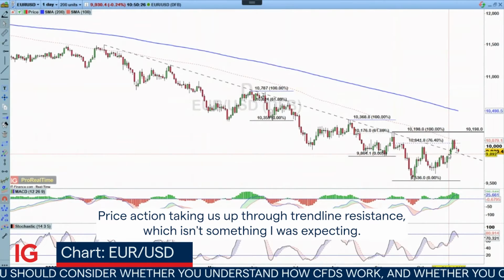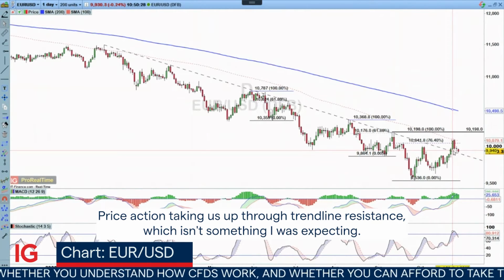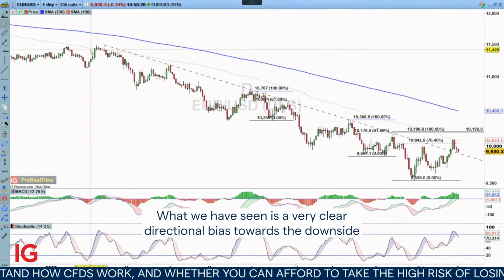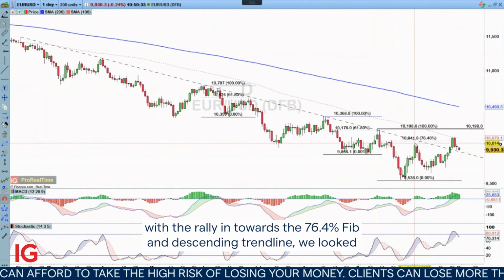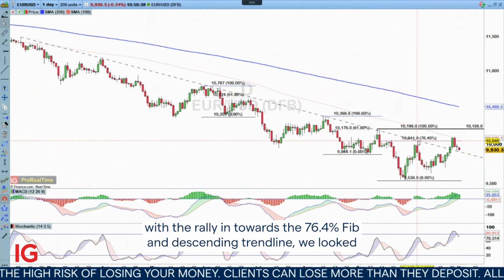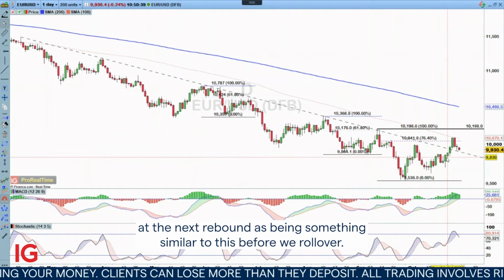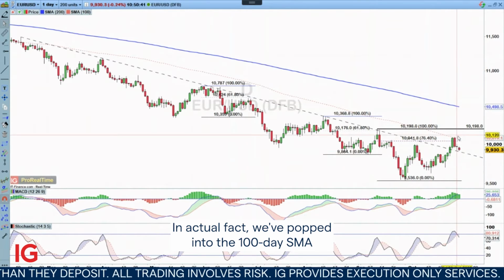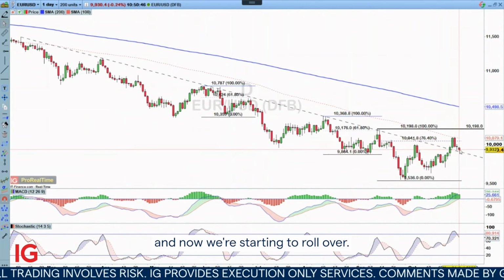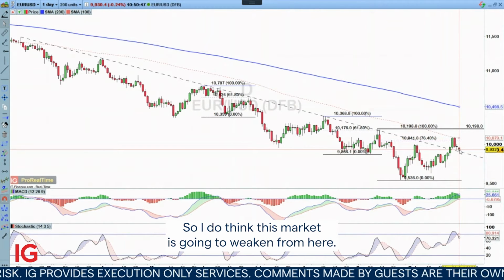Price action taking us up through trendline resistance, which isn't something I was expecting. What we have seen is a very clear directional bias towards the downside. With the rally in towards the 76.4 fib and descending trendline, we looked at the next rebound as being something similar to this before we roll over. In actual fact, we've popped into the 100-day SMA and now we're starting to roll over. So I do think this market is going to weaken from here.